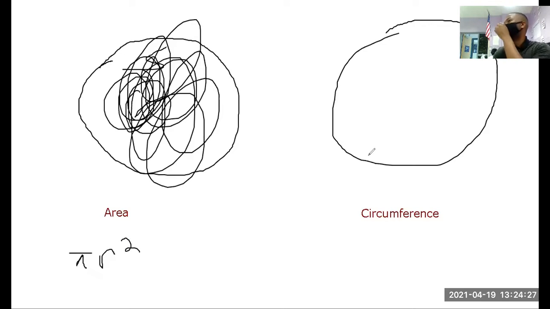Now, when we talk about the circumference, we're talking about the crust of the pizza. How long will it take me to go around the track? We're talking about that distance. Crust, circumference. So area is the inside, everything that's all up in there. The circumference is C equals 2 pi r.